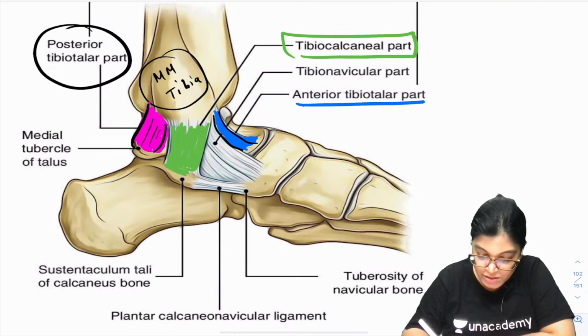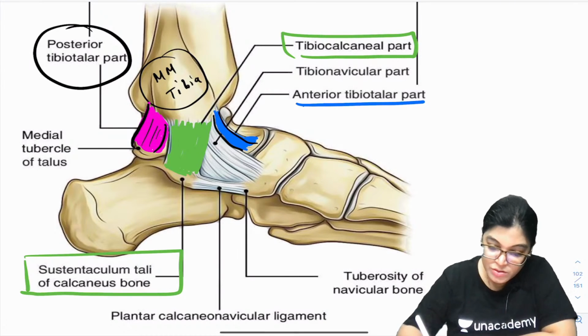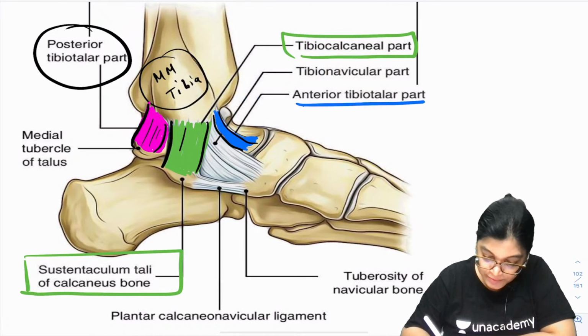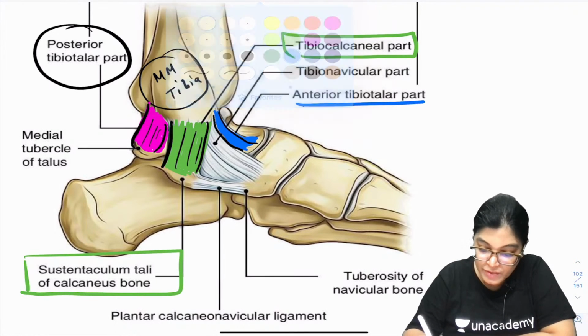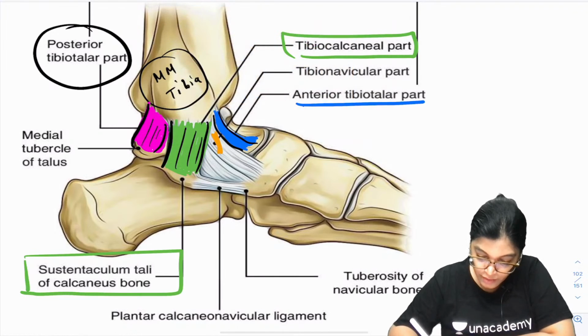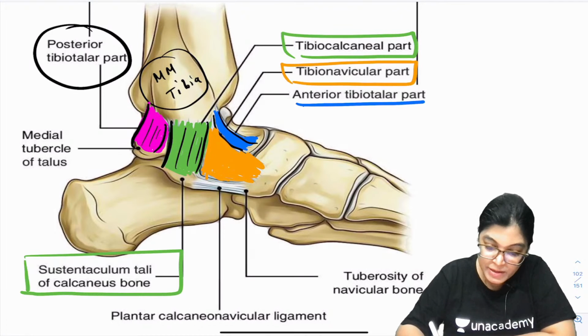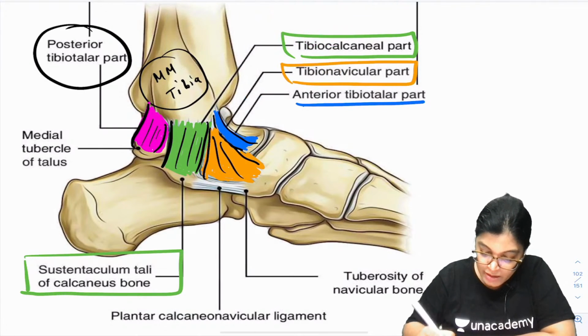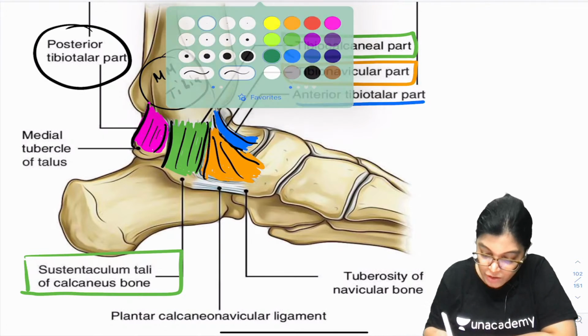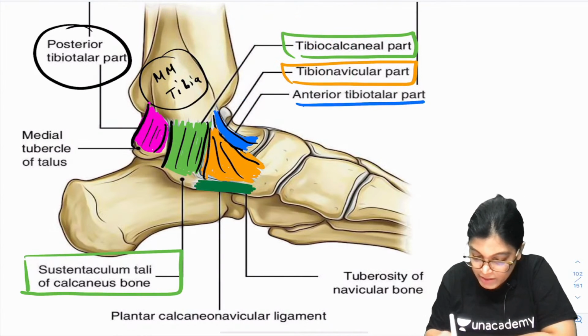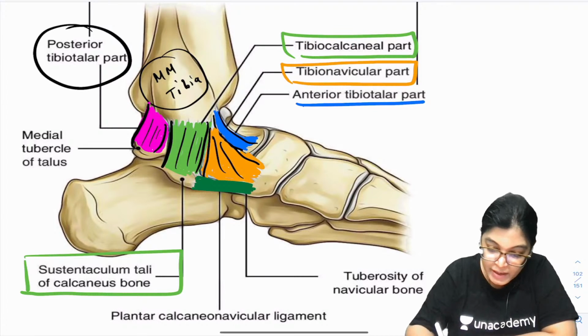See here, it is merging with which structure lower down? Sustentaculum tali of calcaneus bone. So this is the other part of the ligament, and also it is merging with the navicular bone tuberosity and plantar calcaneo-navicular ligament, that is spring ligament. So I am showing the yellow colored area, so this is the tibio-navicular ligament. This tibio-navicular ligament lower down is merging with another ligament, and this ligament is the spring ligament.